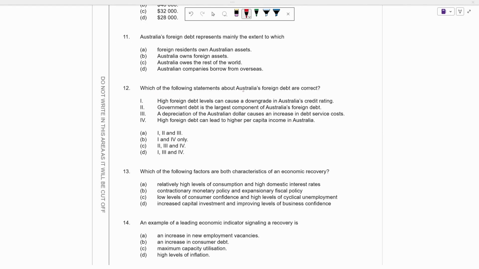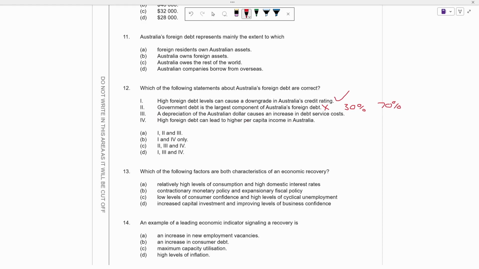Which of the following statements about Australia's foreign debt are correct? 1. High foreign debt levels can cause a downgrade in Australia's credit rating. This is true, as high foreign debt signals financial risk. This would lead to a decrease in foreign investor confidence, which may decrease the credit rating. 2. Government debt is the largest component of Australia's foreign debt. This is incorrect, as government debt is the same thing as public debt, and public debt makes up about 30% of Australia's foreign debt, and private debt makes up roughly about 70%.